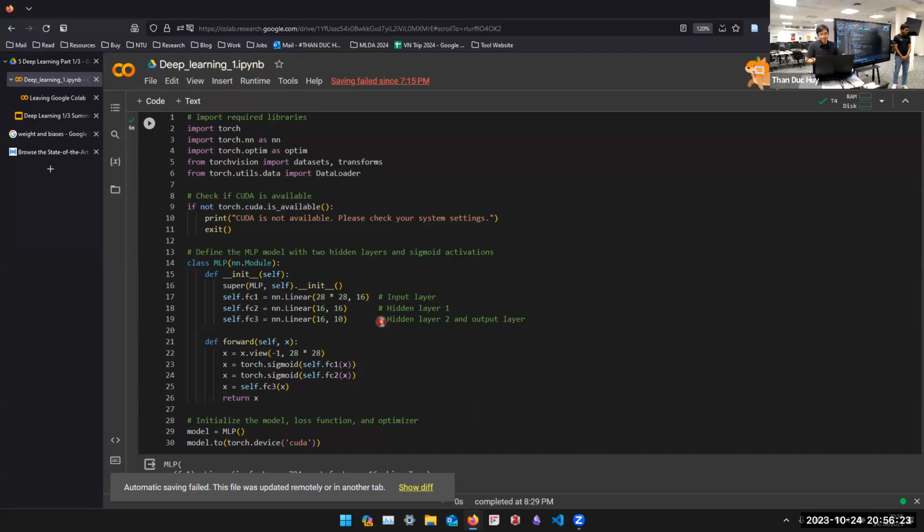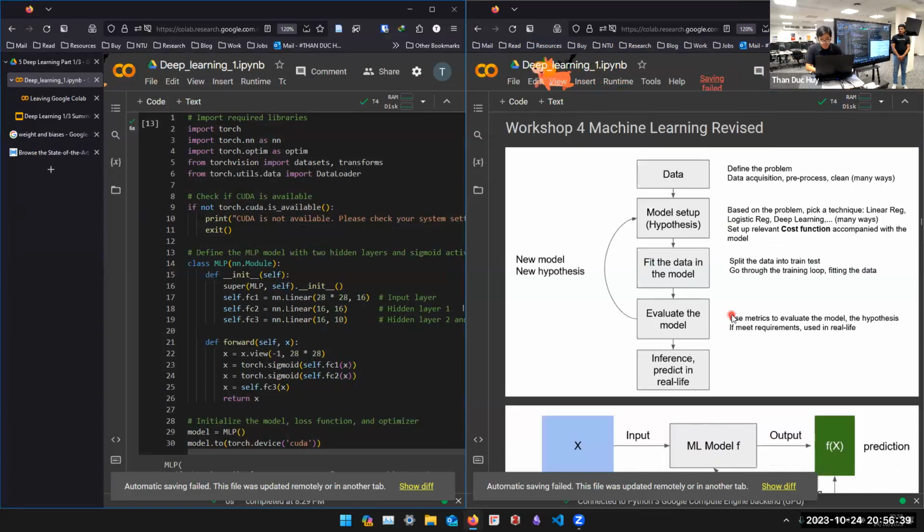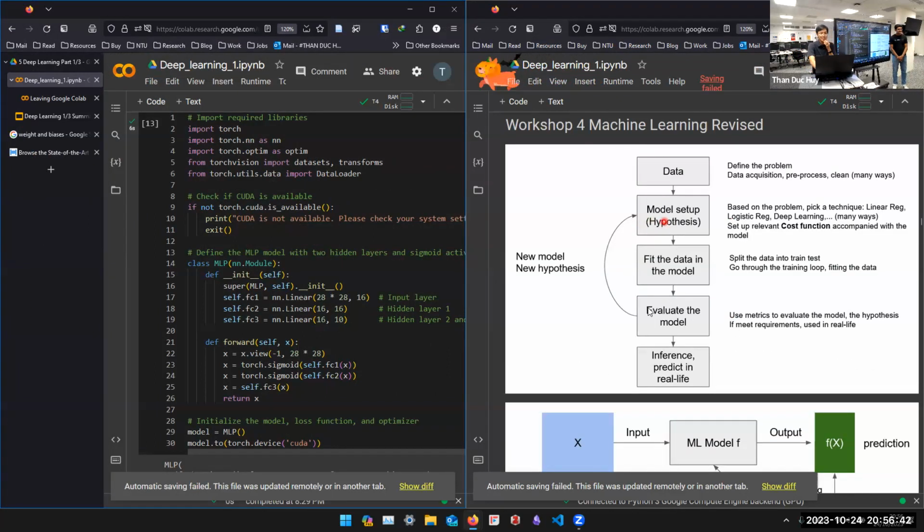But be aware that it is a hyperparameter. It's something that you have to decide, how many. Let's say that will be in this stage. So again, if we try to map into our machine learning workflow, that will be new model, new hypothesis. You think adding more layers is better, you try adding more layers, run the whole thing again, see if it is better or not, then do it all over again.